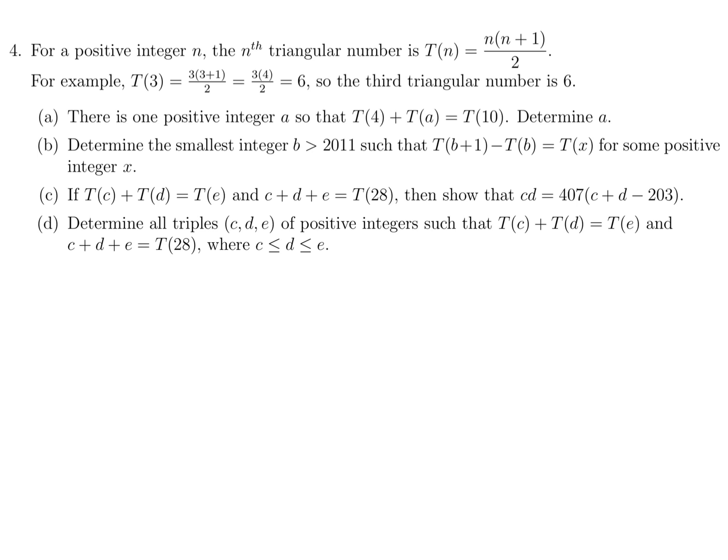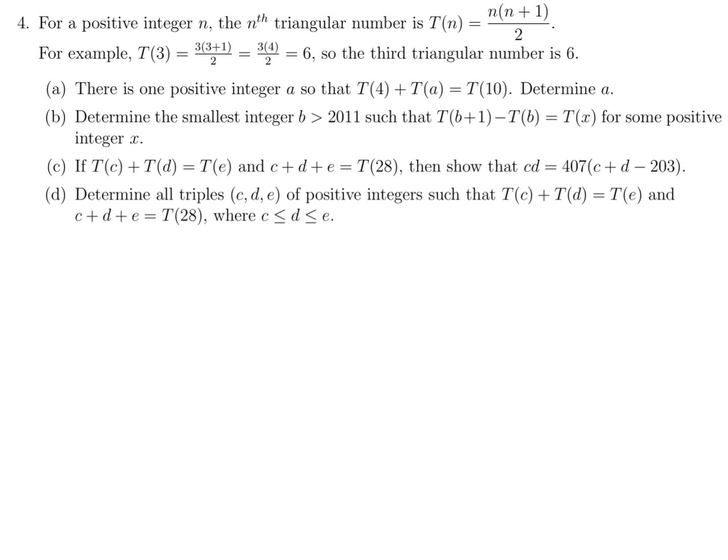For a positive integer n, the nth triangular number is Tn, which is n times n plus 1 over 2. For example, T3 would be 3 times 3 plus 1 over 2, which is 6. So the third triangular number is 6. There is one positive integer, a, such that T4 plus Ta is equal to T10. Determine a.